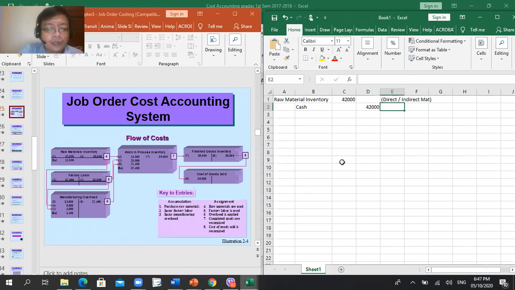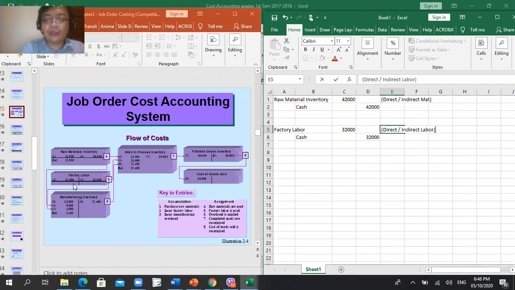All right. Next, number 2, you incur factory labor. What is the entry? The factory labor here is worth 32,000. So we debit factory labor at a cost of 32,000. And yung credit here, let's say cash na. When you say factory labor here, you have also your direct and your indirect labor. So magkahalo yan pag sinabing factory labor. All right.